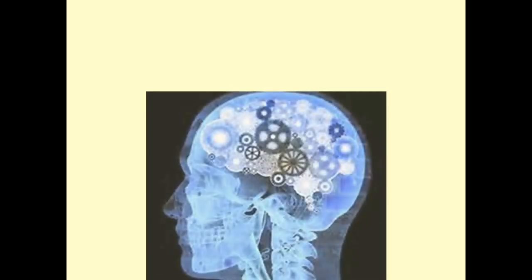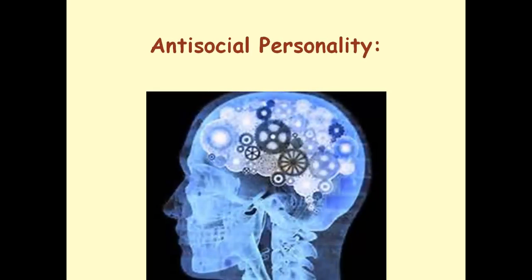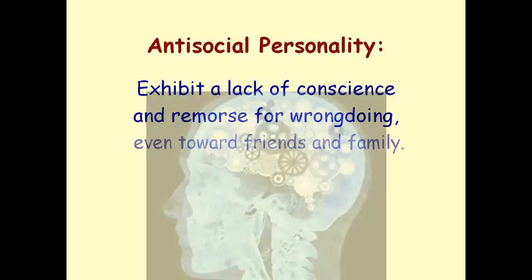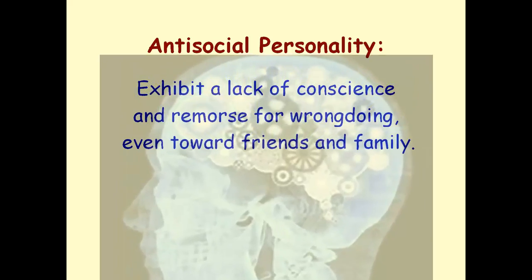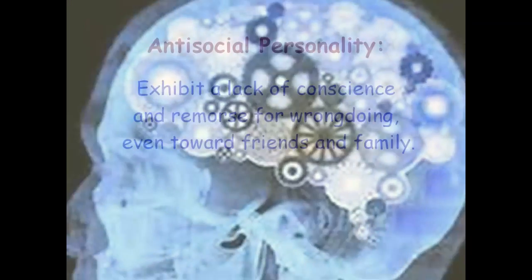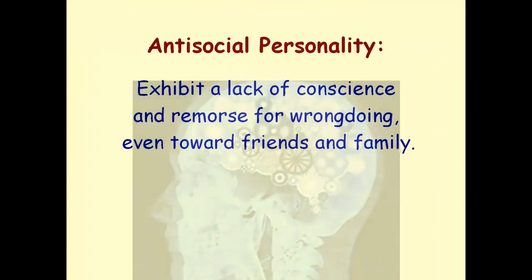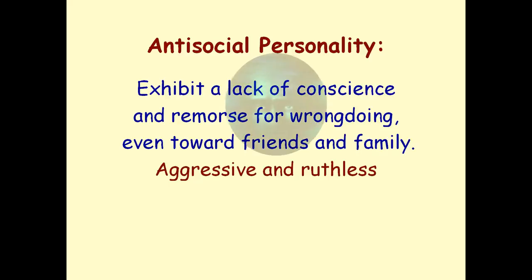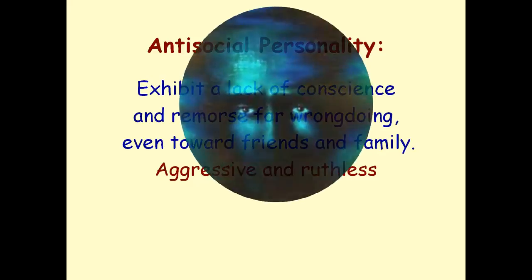Someone with an antisocial personality, or ASP, like a poisonous snake, exhibits a lack of conscience for wrongdoing even toward friends and family members. They are aggressive, ruthless, and they often show diminished frontal lobe functioning on brain scans in conjunction with emotional shallowness and exploitative interpersonal relations. When the frontal lobe is not diminished, these individuals are very dangerous, planning their activities and leaving very little evidence of their crimes.